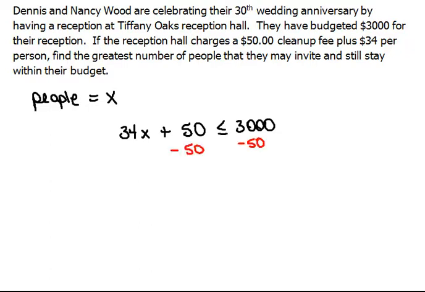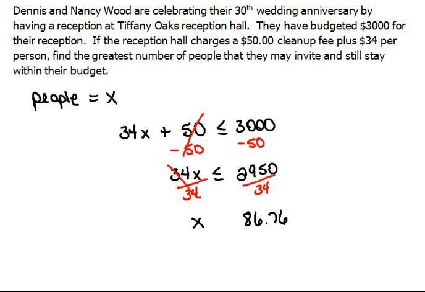So if we subtract 50 from both sides, now we have 34x on the left and 2950 on the right. We did not multiply or divide by a negative, so our symbol stays the same. Now to get x alone, we have to divide both sides by 34. So on the left we have x, and on the right we have 86.76. Now we did not multiply or divide by a negative, so our symbol stays the same. This tells us that we can invite 86.76 people.